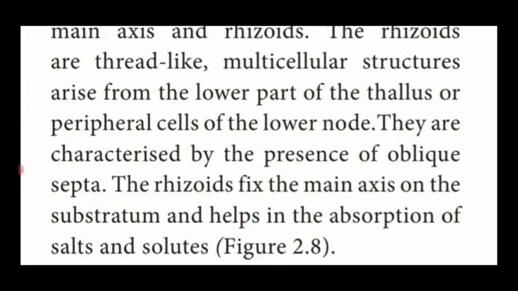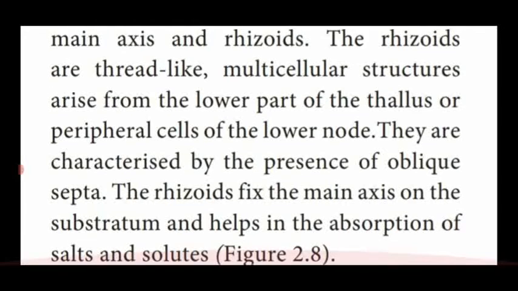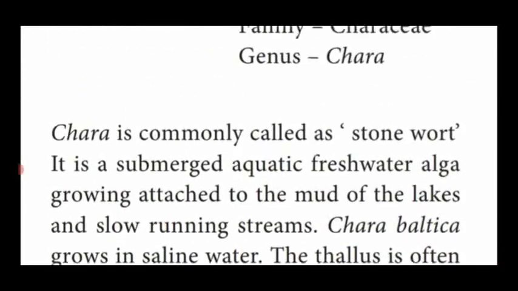So the rhizoids are thread-like, multicellular, arising from lower part of the thallus or margin of the nodal region. They contain many partitions, septa, due to the presence of oblique septa. Rhizoids fix the main axis, that means chara plant, to the substratum. That is one of the function. Another one, it absorbs the water and mineral salts from the soil. So this is said to be the thallus structure of Chara.